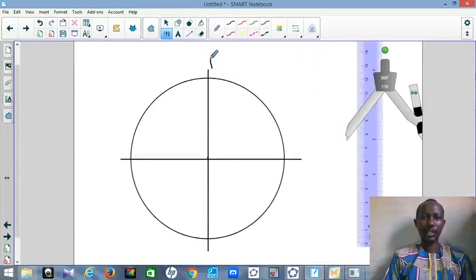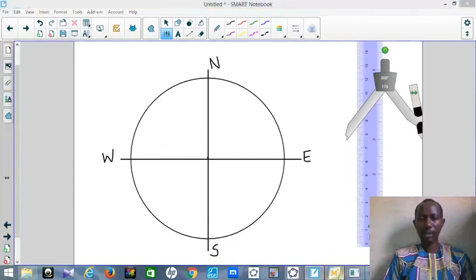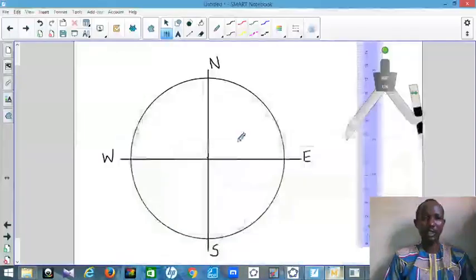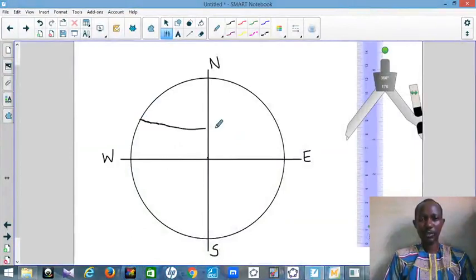So as usual, this is north, this is south, this is east, and this is west. Then this is our reference: prime meridian, north south, equator. Then question says 56° north, 70° east. North is up. Let me take this point for example as 56° north. Just make it neat.